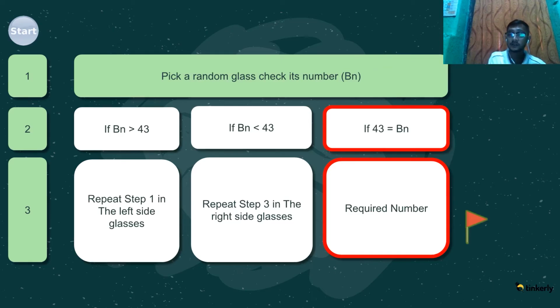Same thing, if you have a Rubik's cube, for that also you have an algorithm. So this is all about the computational thinking part. So what is the learning of this computational thinking part? An algorithm is a step-by-step process to solve a problem.